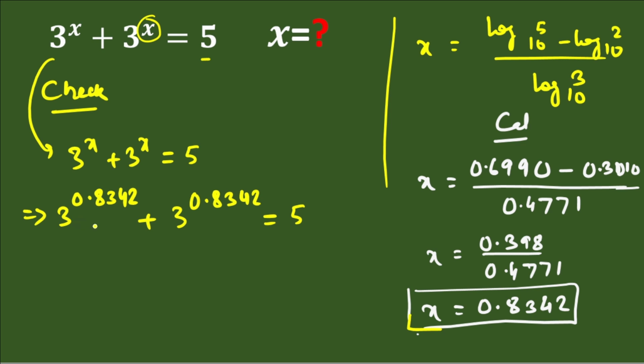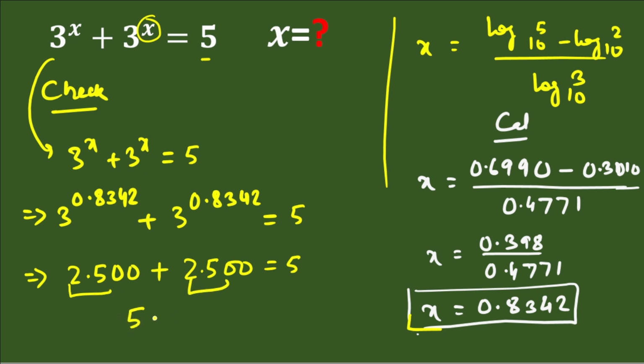Now again we'll use the calculator and calculate the value of 3 to the power 0.8342. Using the calculator, the value of this term will be 2.500, and this value is the same, so the value of this term also will be 2.500, and that is equal to 5. Now here 2.5 plus 2.5 is 5.00, and that is equal to 5. So here the left hand side and right hand side are equal, so the value of x, that is 0.8342, is satisfying this expression. So this is our answer.